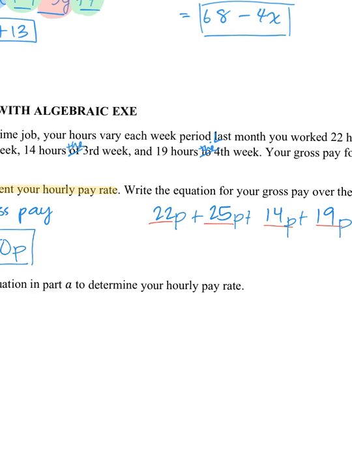So for part B, it says solve the equation in part A to determine your hourly pay rate. So I want to find my hourly pay rate, which would be P, right? Because up there, that was my hourly pay rate. So I want to solve for P.